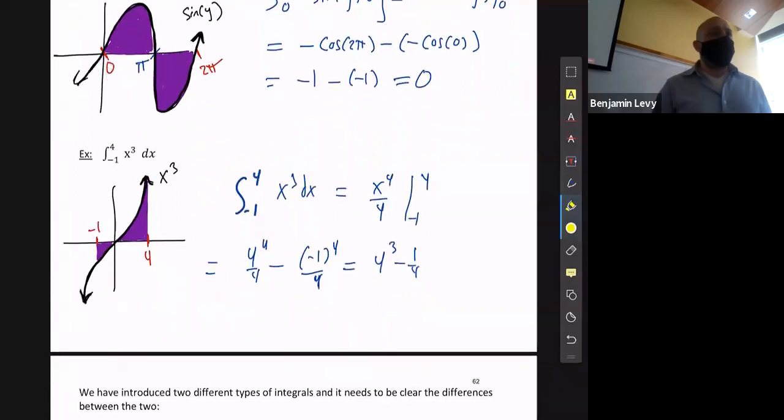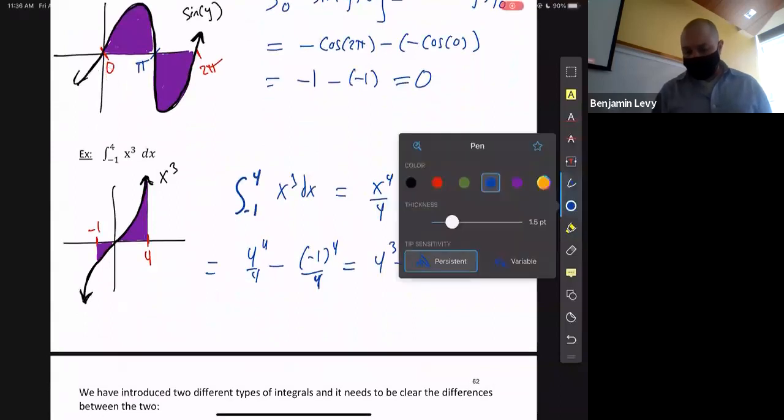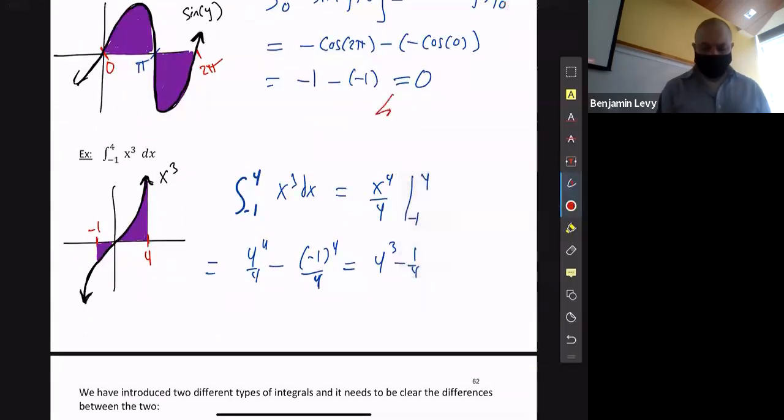All right, and so it canceled out. And so I guess one thing I was trying to point out there was area above the x-axis canceled with the area below.